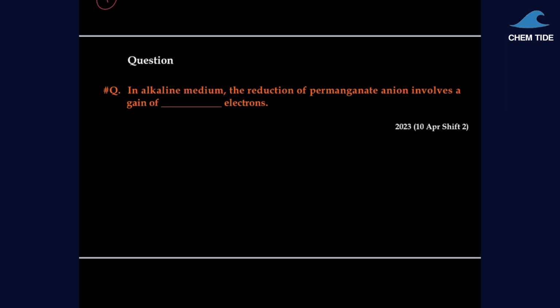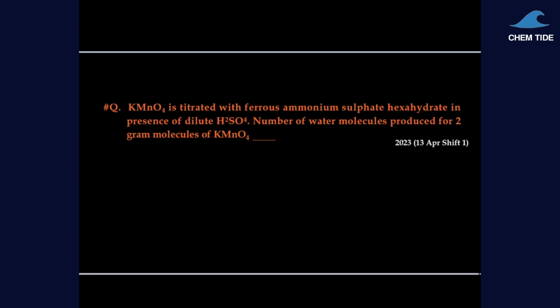Okay, next question we have, in alkaline medium, the reduction of permanganate anion involved in the gain of. Okay, it's an alkaline medium. So MnO4 minus converts into Mn plus 4. So in alkaline medium, it should be plus 7 to plus 4 means 3 electron transfer only. So your answer should be 3 electrons. In acidic medium 5 and basic medium 1.